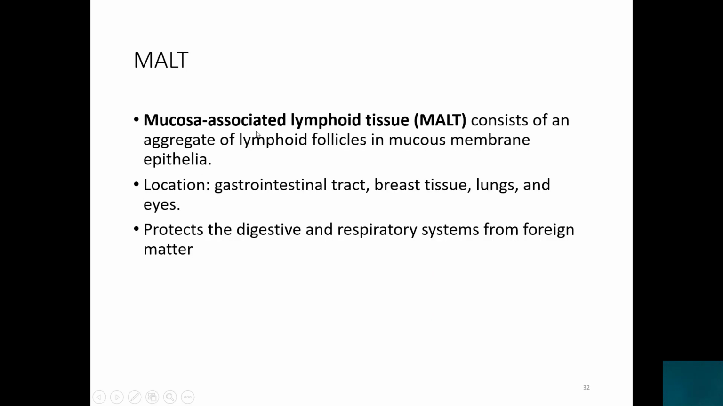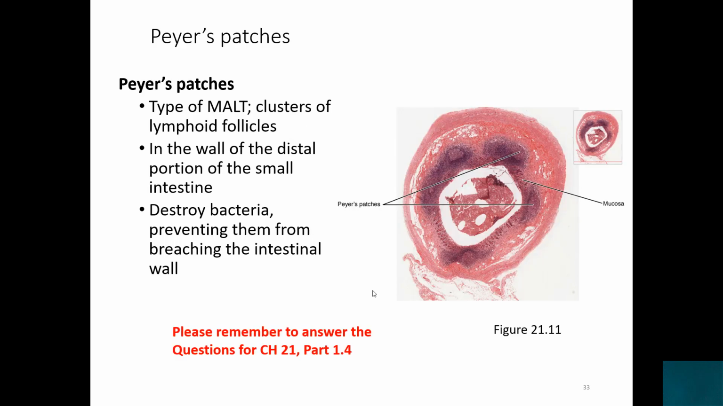MALT is mucosa-associated lymphoid tissue, and it's made of lymphoid follicles in the mucous membrane epithelia. So we have them everywhere where we have mucous membranes, like lungs, for example, the eyes, gastrointestinal tract, and they protect our digestive and respiratory systems from foreign matter. Those are very small pieces of tissue, they are not organs.